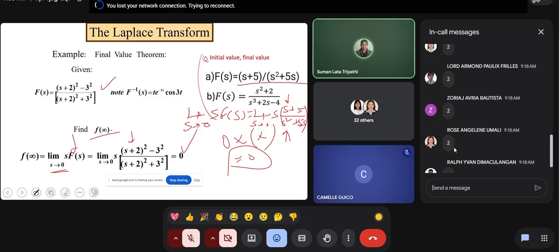So it is better to take s outside from this. So one s will be cancelled out from this. So what will be the new function? The new function will be limit s tends to 0, and in the numerator it will be s plus 5, because it was giving an undefined form. That's why simplification is required over here. So when I have taken s outside, it becomes s plus 5.